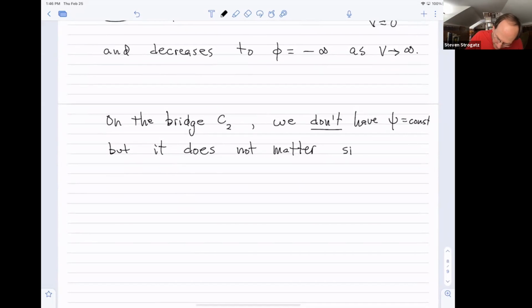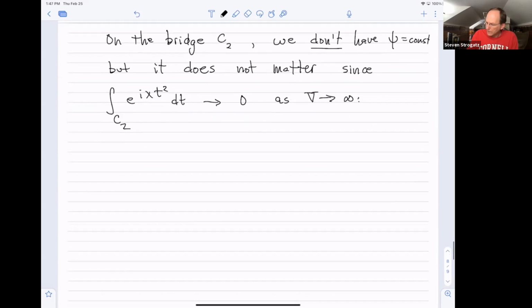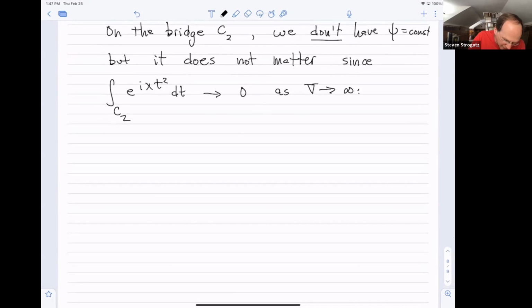Since the integral of e to the ixt squared dt along C2 goes to 0 as this quantity, capital V, that's defining the bridge, goes to infinity. Now let's see why that's true. So let's estimate the size of this integral.